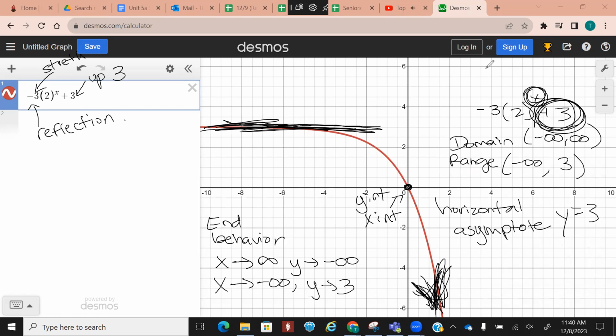Just a refresher on the transformations. So again, if you have something like this, remember this moves you up or down. Any number that's up here moves you left or right. Remember, it's the opposite sign of what you normally would think of. This is a stretch or shrink. A shrink is less than 1. Then the negative out front is a reflection.